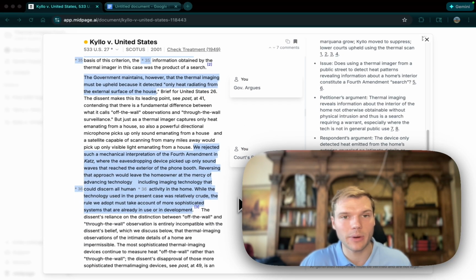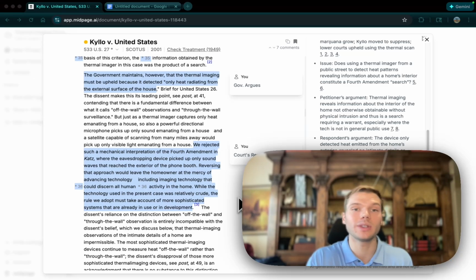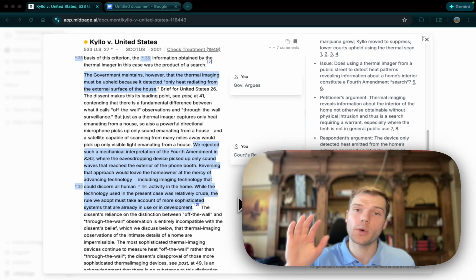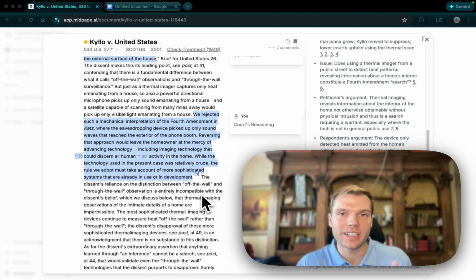The government maintains, however, that thermal imaging must be upheld because it detected only heat radiating from the external surface of the house. This wasn't anything going on inside the house. This was heat coming outside the house. Here, the court is going to reject that.